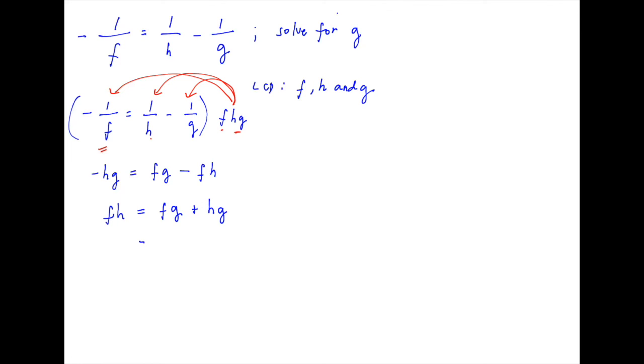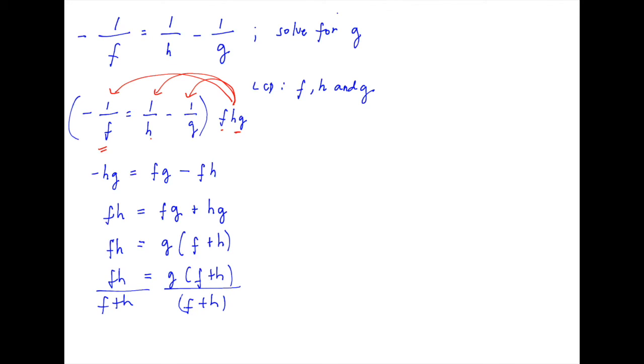Therefore, since I'm looking now for g, I can simply factor out this g on this side. So I have now f plus h, and then I have here fh. Now, in order for me to solve for g, simply divide both sides of this equation by f plus h. And I can simply cancel this on this side. So therefore, the value of g is equal to fh over f plus h.